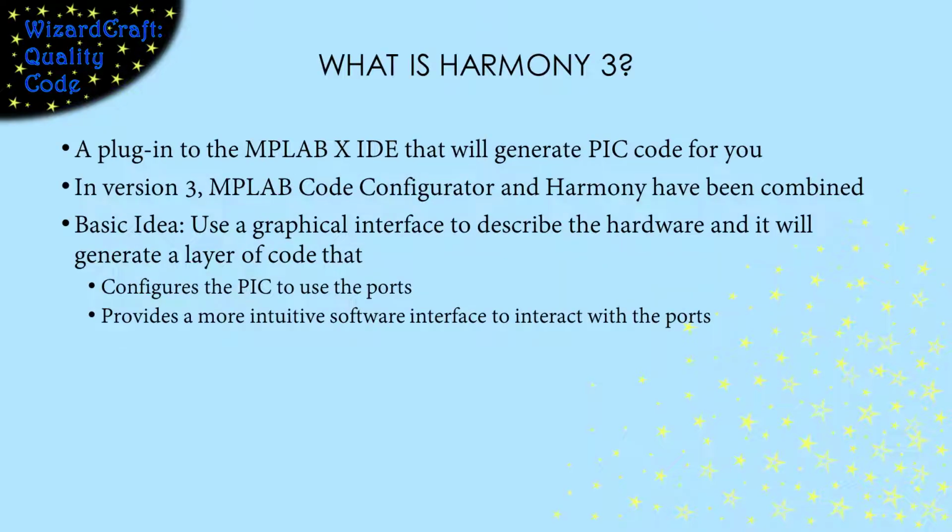To start, let's talk about what Harmony 3 is. It's a plugin for the MPLab X IDE, whose goal is to generate code for the PIC based on how you want your PIC configured. In the past, MPLab had a code configurator and Harmony, but they've been combined in Harmony 3. This plugin will give us a GUI where we can describe how we want the hardware to be configured, and it'll generate a layer of code that will go between your code and the hardware. So this allows the code that we write to be at a higher level of abstraction, and therefore it's a bit more intuitive to develop and to read.